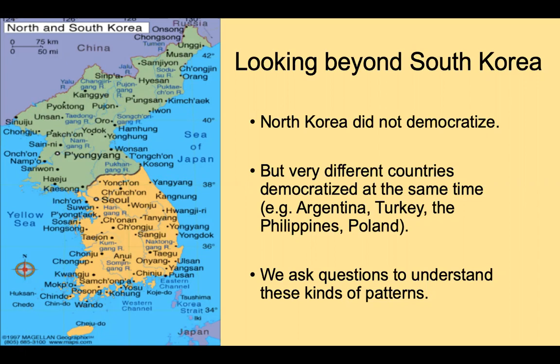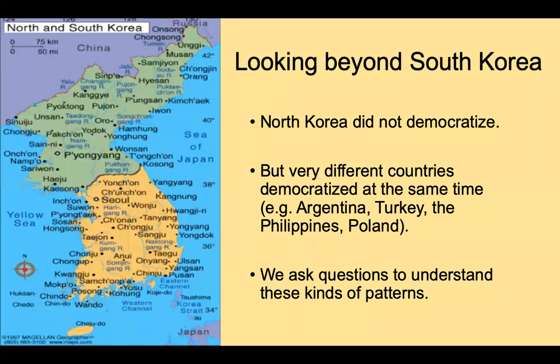But we can look beyond South Korea. We can take a look at North Korea. North Korea did not democratize. In fact, to this day, North Korea remains a totalitarian dictatorship, a brutal fascist regime that starves its people and spends more than half of its budget on the military. North Korea is a very different case, and the trajectory of North Korea is radically different over time than that of South Korea. But it wasn't always that way.